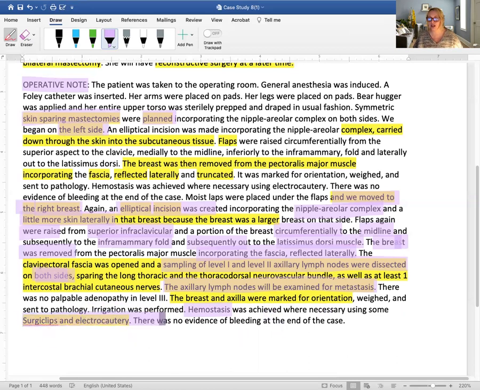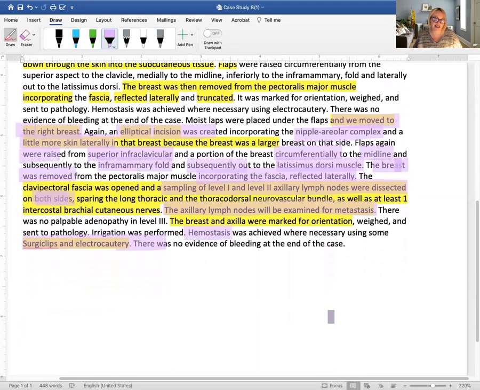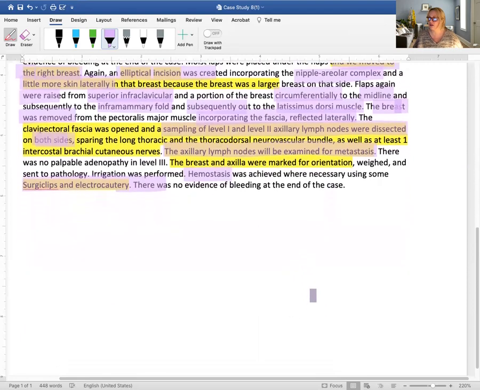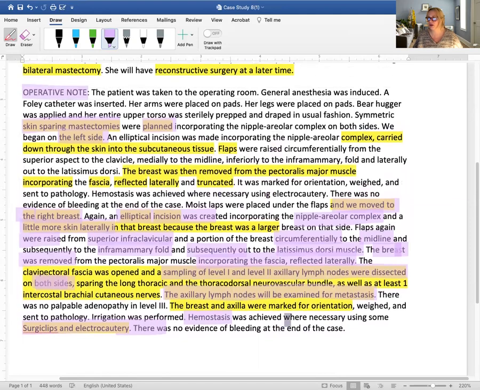They tell us what type of closure they did, and most of the time this is included in the procedure, especially with major procedures. So I won't even need to code for that. And there's no evidence of bleeding at the end of the case. And I say, oh, that's nice. That means that the case is done. There's no additional things to be coded.